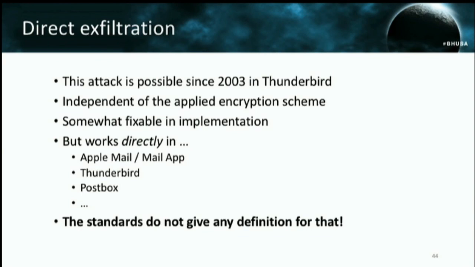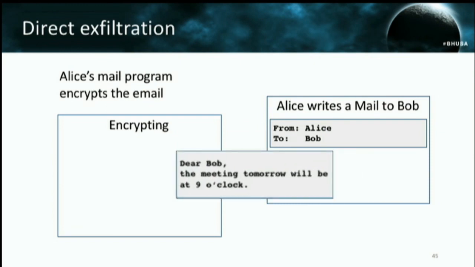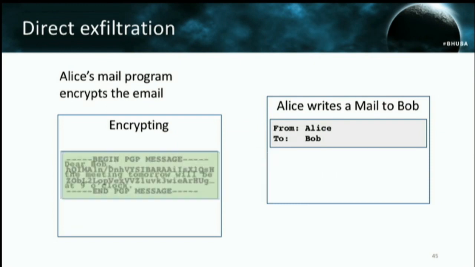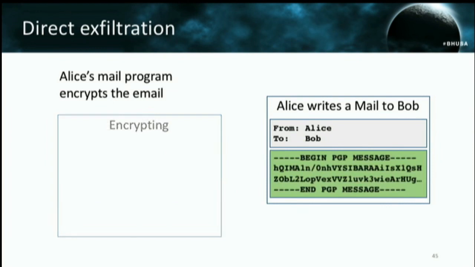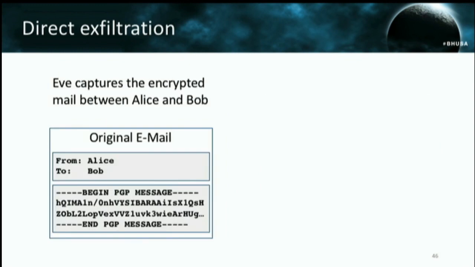Okay, so how does direct exfiltration work? Assume Alice wants to send an encrypted message to Bob, so her email client will simply encrypt the plaintext and replace it with the encrypted MIME part. Okay, that email is now sent, captured by Eve, and sent to Bob.